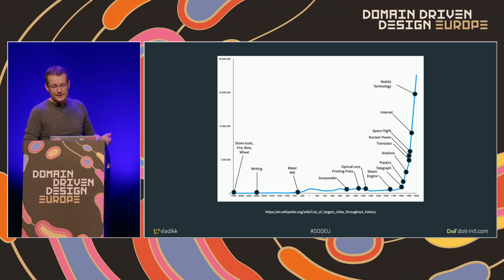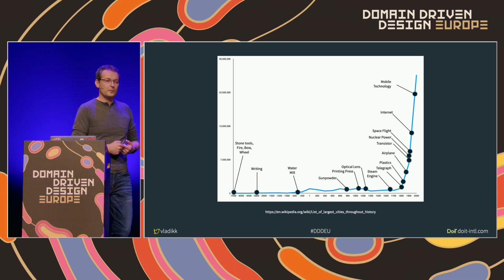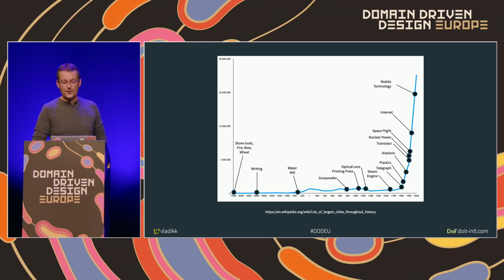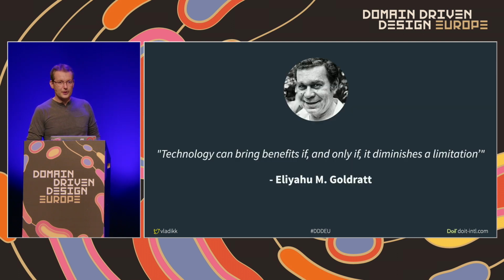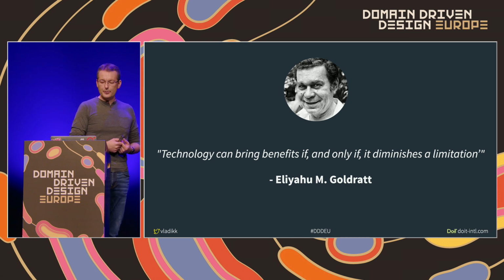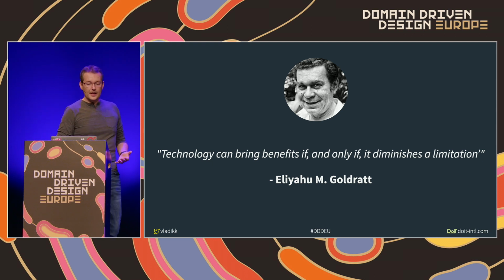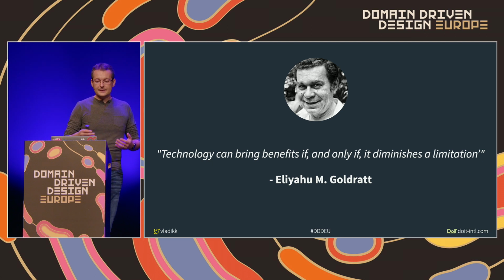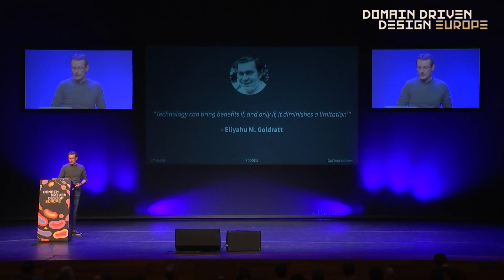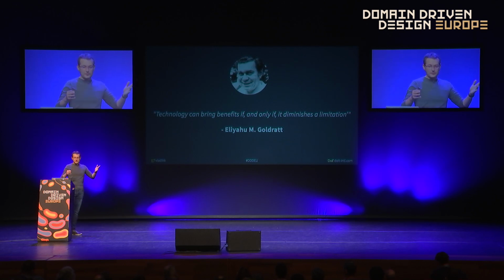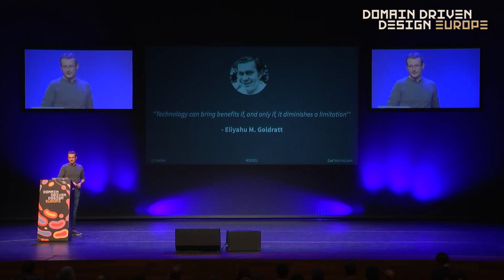Look at that. These innovations had changed the fundamental rules and opened new growth opportunities. As Eliyahu Goldratt puts it, technology brings benefits if and only if it diminishes a limitation. So in our context, innovation is useful if and only if it allows extending the growth limit of a system, if it diminishes that limitation. So next time a vendor tries to sell you a solution to all your problems, evaluate it from this perspective. Is it going to extend one of your growth limits?